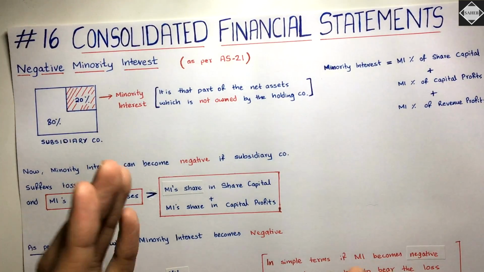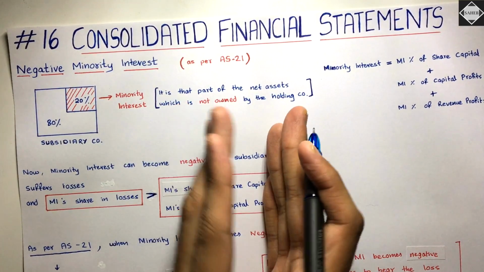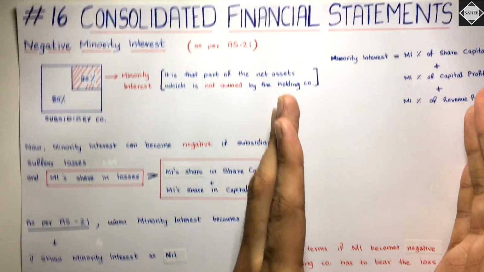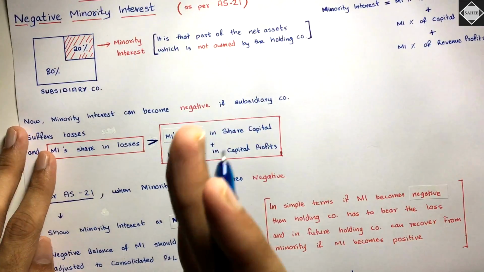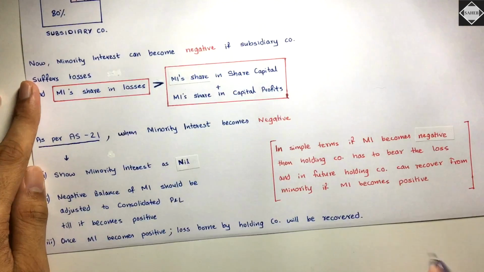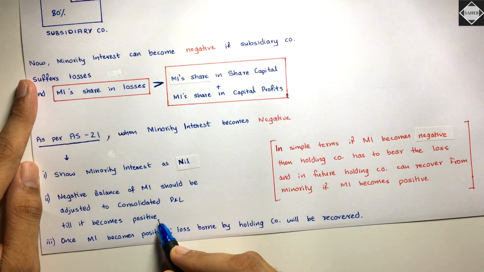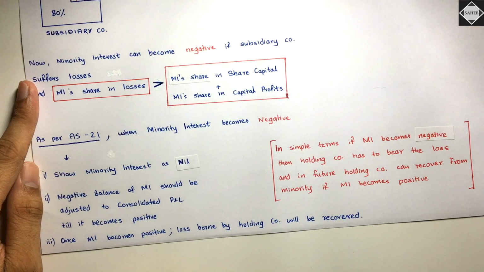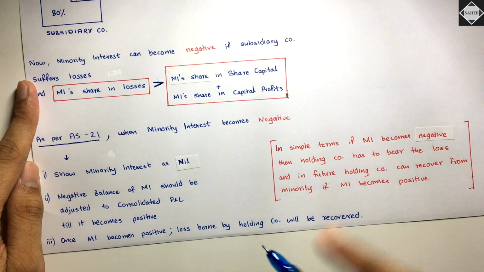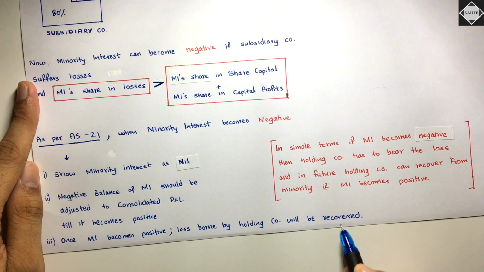Let's just say, for example, in the next year there is a loss, and consecutively there are losses. So till the minority interest becomes positive, holding company will have to keep on bearing the loss of the minority interest. Is that clear? And then once it becomes positive, then holding company has the right to recover the losses which it absorbed of the minority interest. Okay, see here, once MI becomes positive, loss borne by holding company of minority will be recovered.